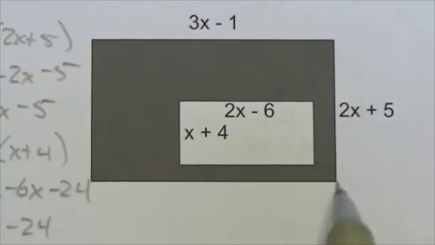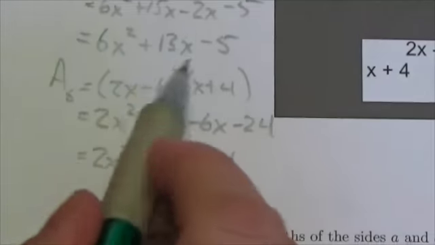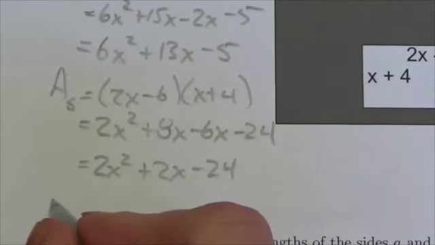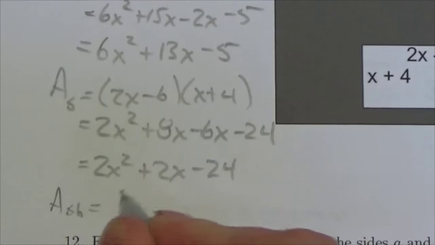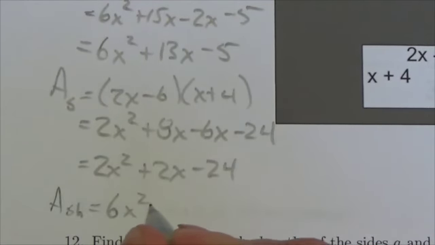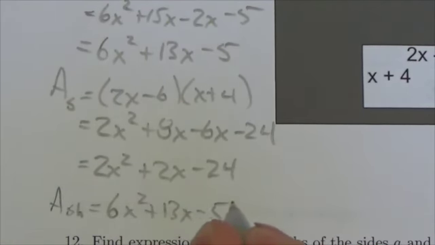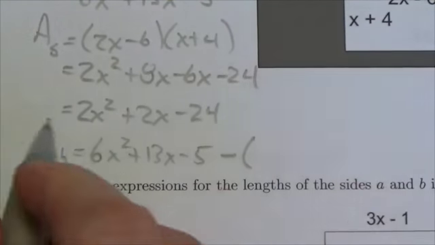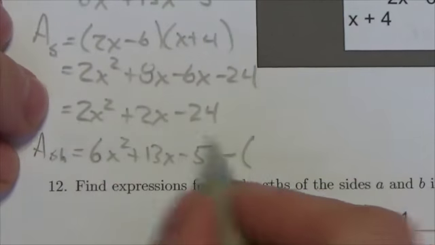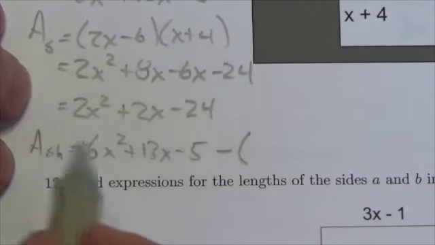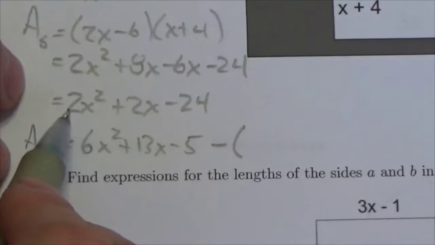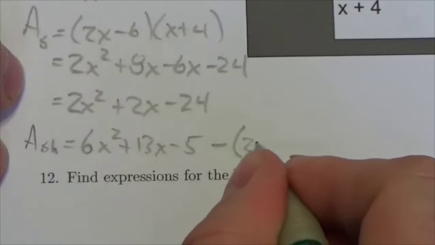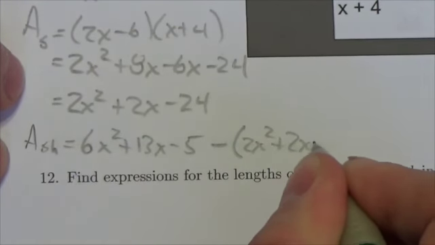Good. Now, to get the area of just the shaded region, the dark gray, I've got to take the whole area and subtract this one. So the area of the shaded region will be the large area, 6x squared plus 13x minus 5, and we will subtract from that the area of the smaller rectangle. I've got to put this in brackets because I'm subtracting this entire expression, not just the first term, the whole thing. So 2x squared plus 2x minus 24.